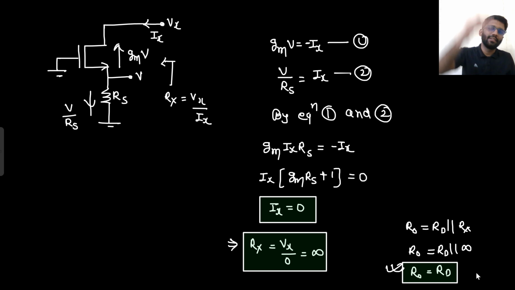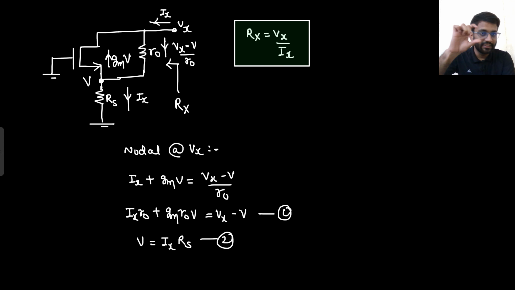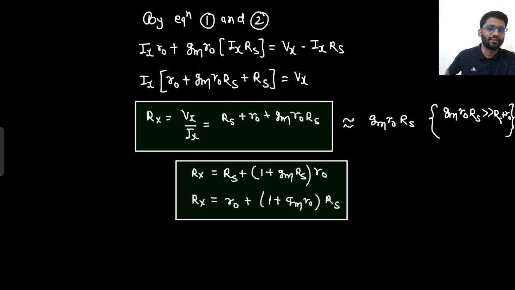If you did not understand this, you can do it by equation as well. The intuitive approach is that if you are changing Vx and there is no change in the MOSFET current, then there is no point of output resistance; it will be simply infinity. But in the previous case, if you were changing Vx, there was no change in the MOSFET current, but there was a change in the current flowing through R0. Because of that, Ix was changing, and because of that, you got some output resistance. Say yes or no, did you understand it or not? I hope you are understanding it.